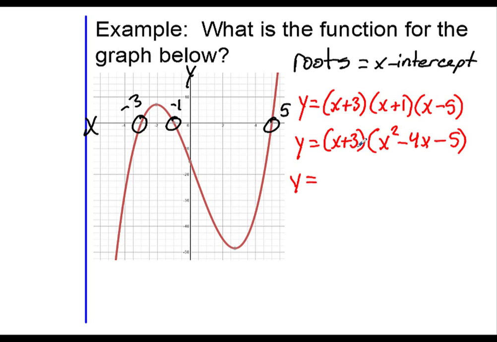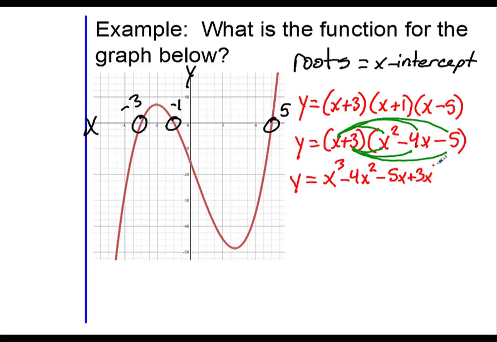Now it's time to multiply these 2 pieces by all of these. x times x squared, x times negative 4x, and x times negative 5 gives me an x cubed, a negative 4x squared, and a negative 5x. 3 times x squared, 3 times negative 4x, and 3 times negative 5 is going to give us a positive 3x squared, a negative 12x, and a negative 15.